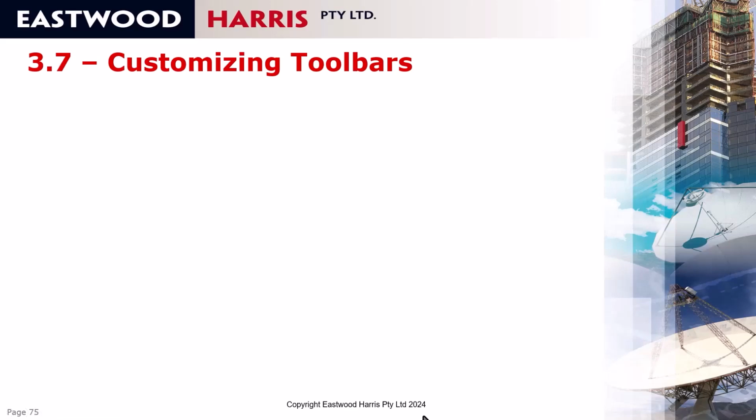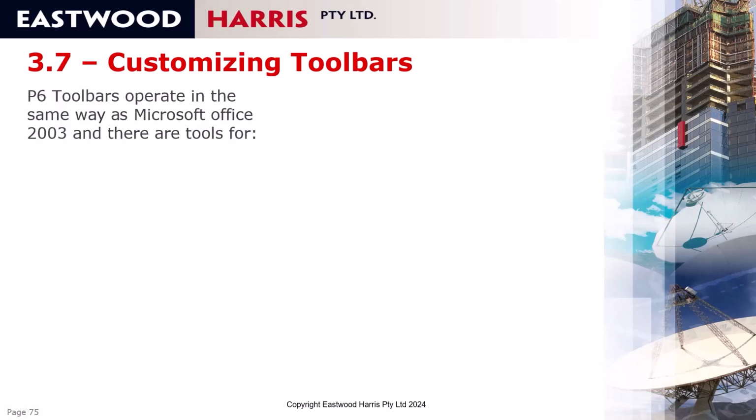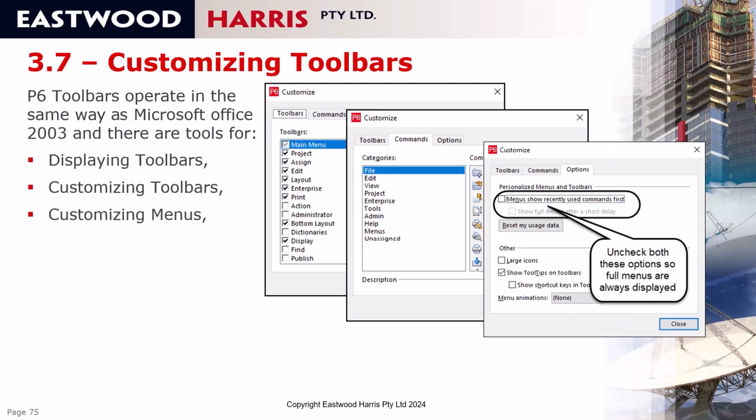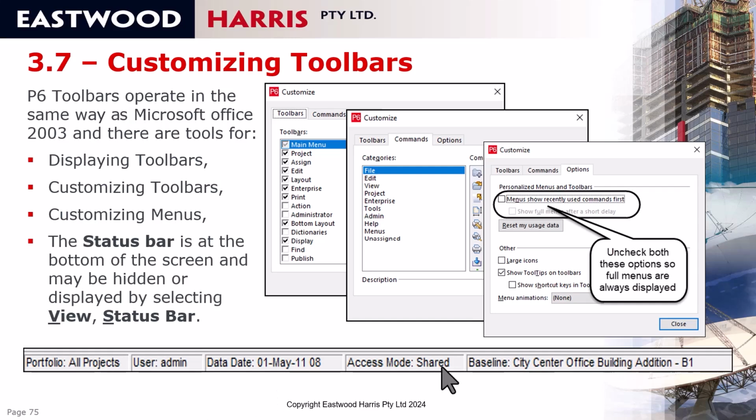I've touched on toolbars already, but let's go through it formally now. P6 toolbars operate in the same way as Microsoft Office 2003, and there are tools for displaying toolbars, customizing toolbars, and customizing menus. There's also a status bar at the bottom, and as I said before, I recommend you untick this box here. So let's go through the changes I would normally make to the toolbars.